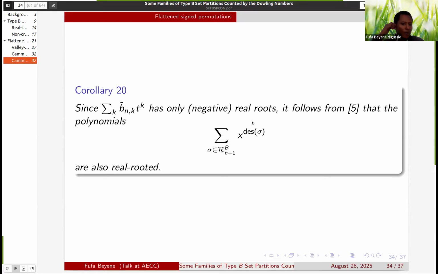What does this gamma positivity imply? In one case, we have this real-rootedness result: the descent distribution gives us polynomials which are real-rooted. And also, gamma positivity implies the symmetry of the distribution. So the descent distribution, due to being gamma positive, is symmetric. So this is all.